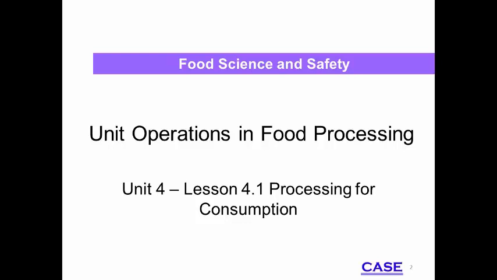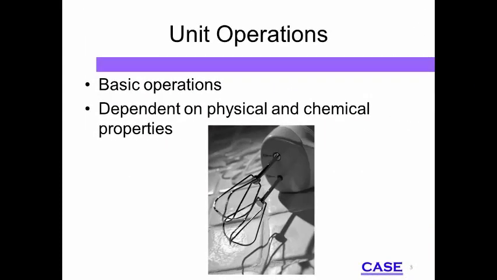You've completed Unit 3, The Safety of Our Food. This presentation provides information about processing that you will need throughout Lesson 4.1. Although processing is diverse in the food industry, food scientists are able to study processes across the industry by breaking down different processes into basic operations.